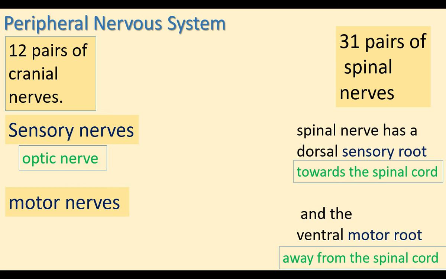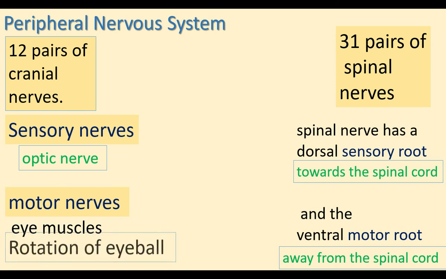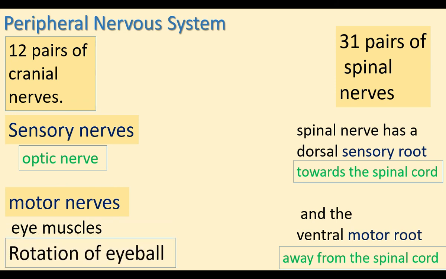Some of the cranial nerves are motor nerves. Example, the nerves connected to the eye muscles. The nerve connected to the eye muscle brings command for the working of the eye muscle. So the eyeball rotates. Some of the cranial nerves are sensory nerves, some others are motor nerves. But the spinal nerves are mixed nerves.